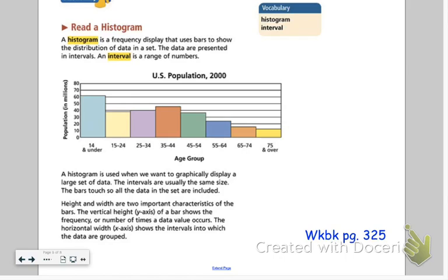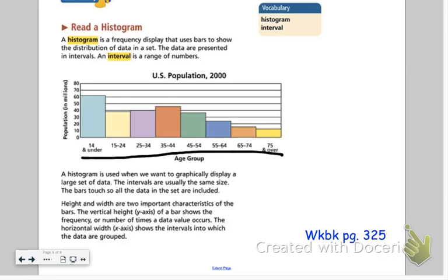A histogram is a frequency display, just like dot plots display frequency. They show you how often something occurs. A histogram uses bars to show the distribution of data in a set, and the data are presented in intervals. An interval is a range of numbers. So if you look at the bottom of this histogram, those are your intervals. You have 14 and under, you have 15 to 24, you have 25 to 34, you have 35 to 44, and so on.